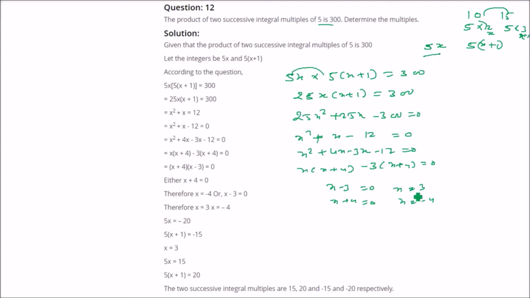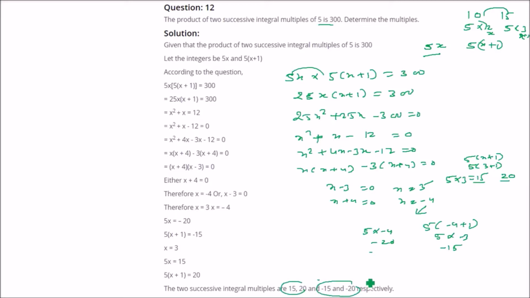So what are the multiples? If I take x equal to 3, 5x will be 5 into 3, that is 15, and the other will be 5 into 3 plus 1, that is 5 into 4, that is 20. So we have 15 and 20. If I take x equal to minus 4, what will be 5x? 5 into minus 4, that will be minus 20, and the next will be 5 into x plus 1, so 5 into minus 3, that is minus 15. So these are two solutions, 15 and 20, and minus 15 and minus 20.